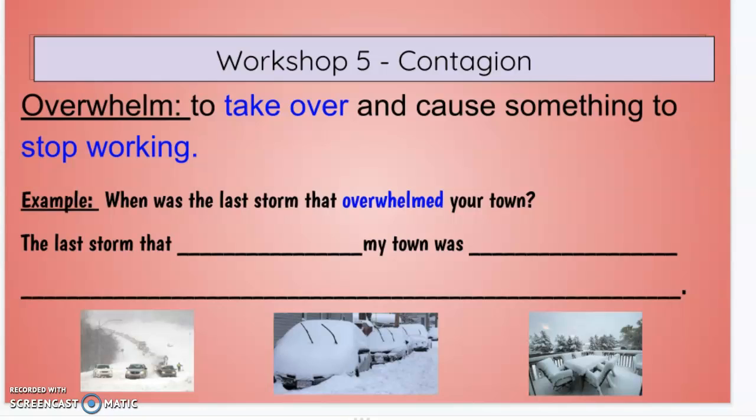So my example, when I talked about a snowstorm that overwhelmed me, I can make that connection because when I saw that maybe buses and cars stopped working, I could say that public transportation is overwhelmed. The snowstorm caused a lot of difficulties, and you can see that by some of the pictures underneath here. Now your question that you're going to answer is, when was the last snowstorm that overwhelmed your town? The last storm that overwhelmed my town was blank. See if you can remember, which one do you remember as being a really bad snowstorm in Thief River?